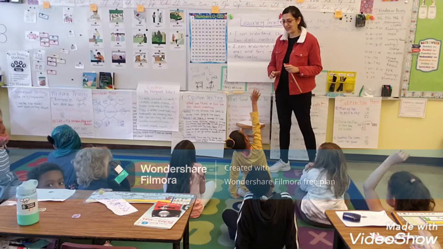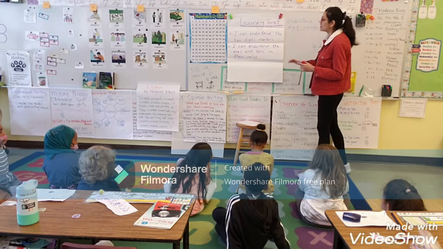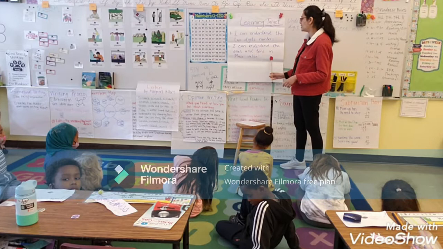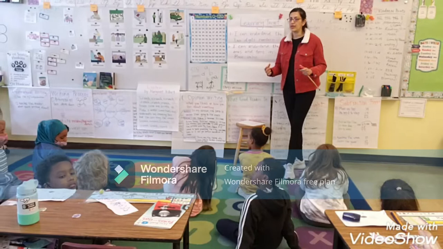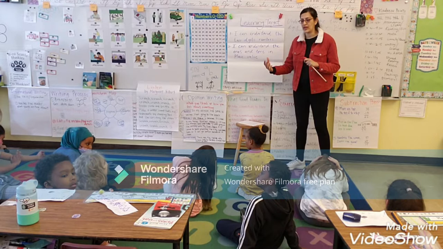All right, so this is the learning target: I can understand the two-digit numbers, and I can understand the ones and tens in the place value. So that is the learning target, and we are going to learn about the ones and tens in the place value and to identify the ones and tens in the two-digit numbers.